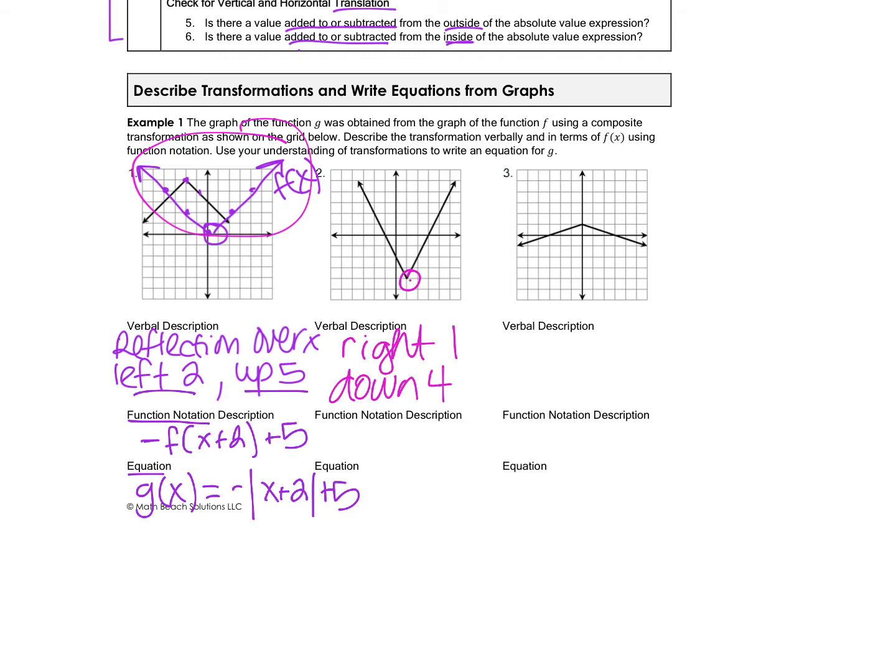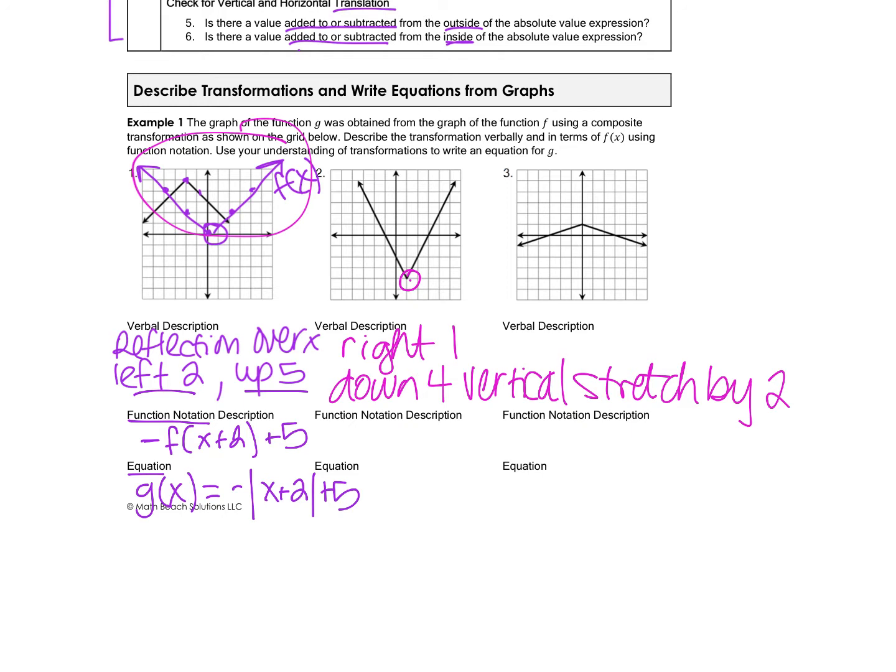Also check for a compression or a stretch. Notice you're going right 1, up 2, right 2, up 4. Normally it's 1, 1, 2, 2. So you're having to multiply those y values by 2. That would be a vertical stretch by 2. So you're going to have to check your points there.